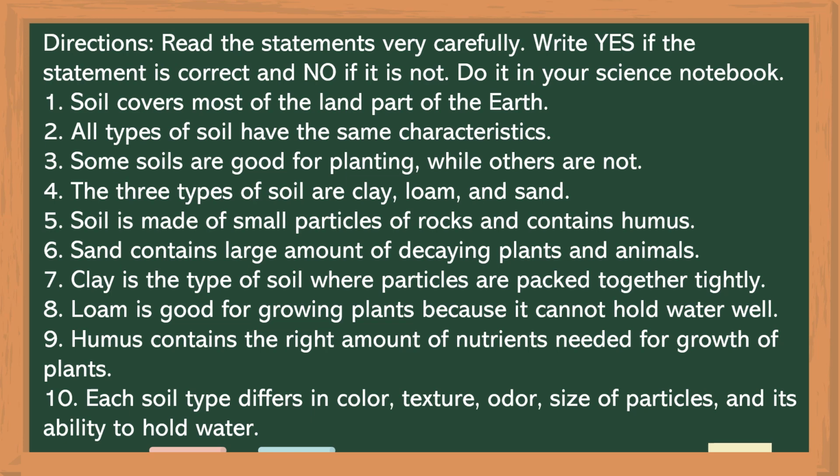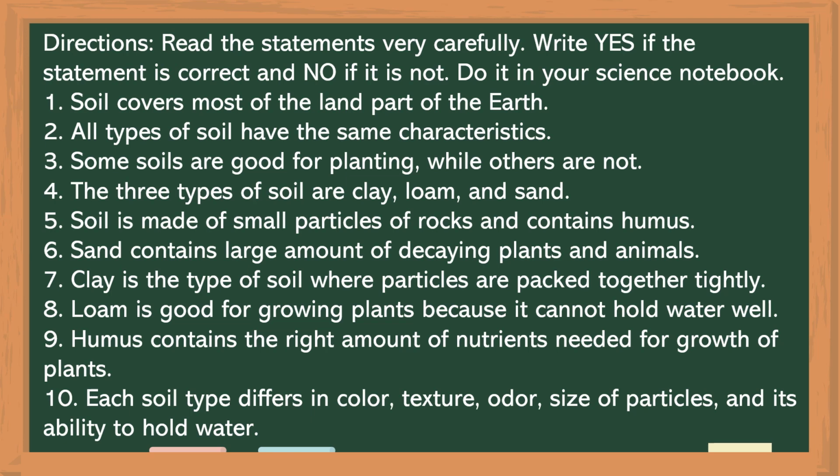So number one, soil covers most of the land part of the earth. Number two, all types of soil have the same characteristics. Number three, some soils are good for planting while others are not. Number four, the three types of soil are clay, loam, and sand. Number five, soil is made up of small particles of rocks and contains humus.